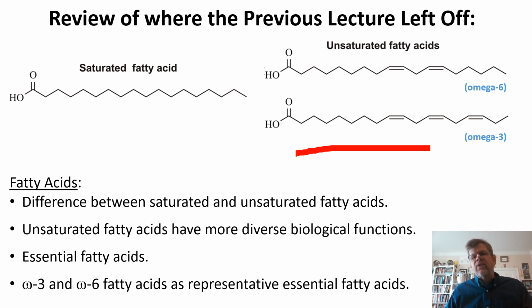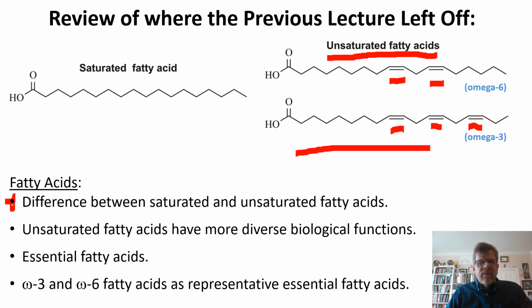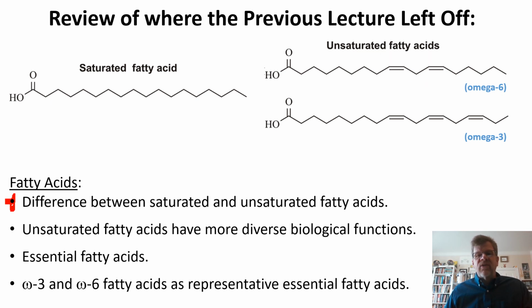Of course, in these unsaturated fatty acids, we have these double bonds, at least one carbon-carbon double bond, at least one, and they all happen to be of the cis variety in nature, and that was essentially the difference between saturated and unsaturated fatty acids. We'll be looking more at unsaturated fatty acids because they have a diverse biological function profile. In particular, what we were looking at were essential fatty acids.